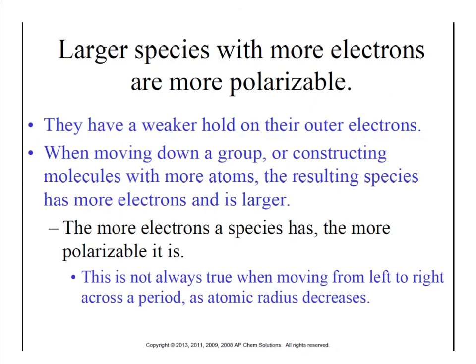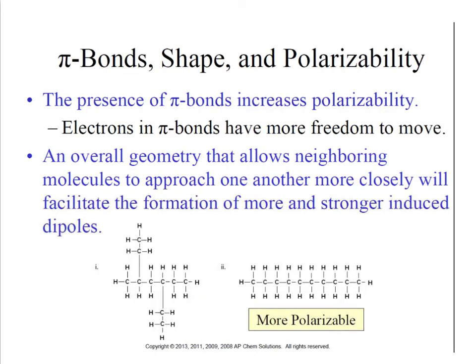So this is due to the fact that the electrons are much, much farther away from the nucleus, so the effective nuclear charge is going to be weaker, and so those electrons are going to have a lot weaker of a hold to their center nucleus. And so as a result, it's going to be easier for neighboring molecules to pull its electrons to one side or the other.